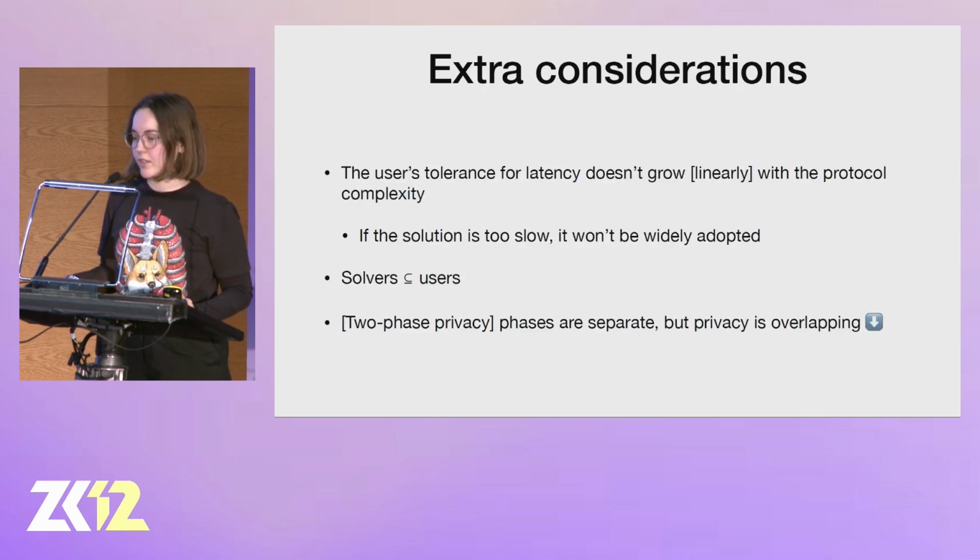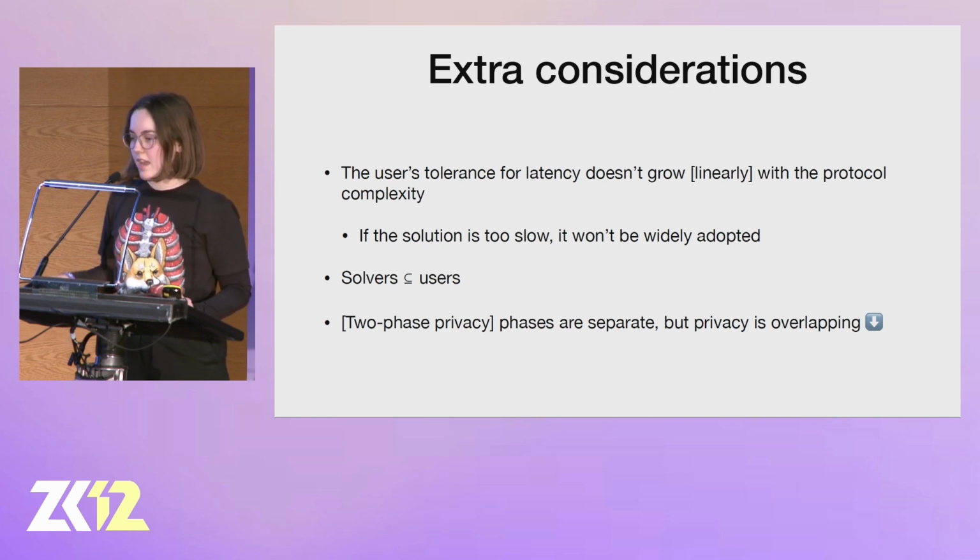Other things to consider: the first one is that users' tolerance doesn't really grow with protocol complexity. So if you just throw a bunch of crypto at making the intent solving phase private, it's not really going to work unless it's okay with time. Another thing to be aware of is that solvers that match intents are also users, and this is the key reason why FHE is not going to help us.